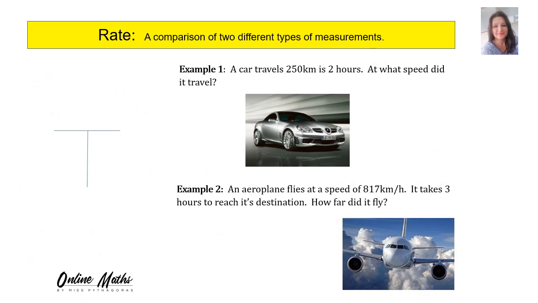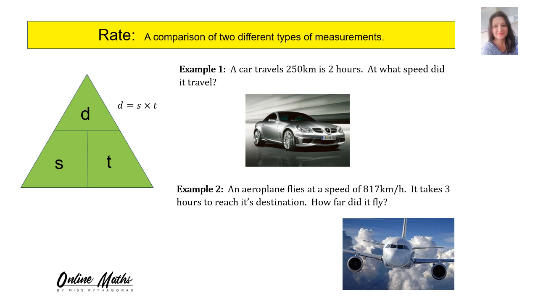Rate. What is rate? It's a comparison of 2 different types of measurements. Then the most famous rate we get is the distance, speed, time triangle. And what this means is that distance is speed times time. Time is distance over speed, distance divided by speed, and speed is distance divided by time.